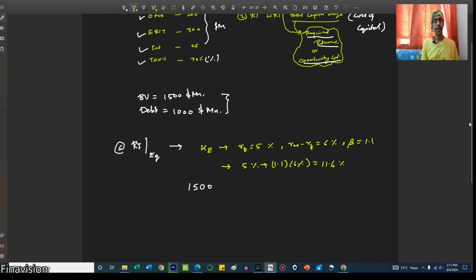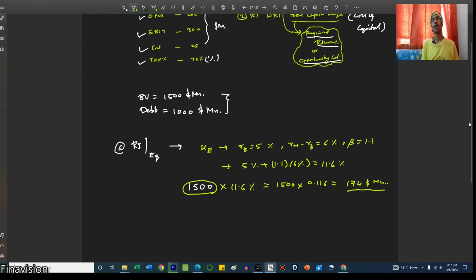Now the required return on this equity is 11.6% of 1500. This is equal to 1500 into 0.116, which becomes equal to 174 million dollars. Okay, so this is the required return on equity.